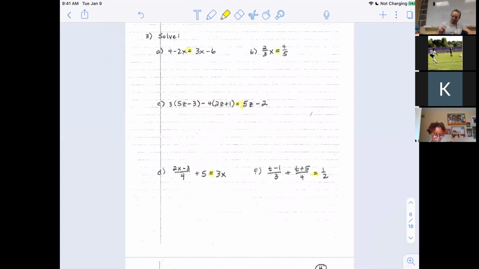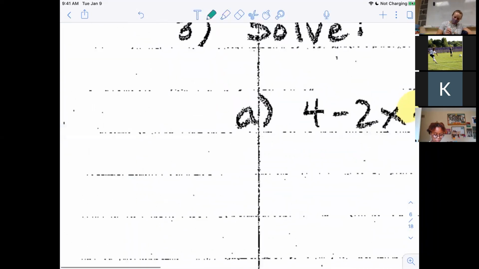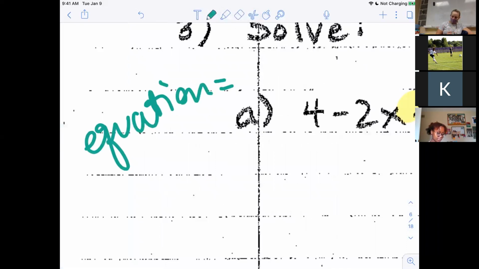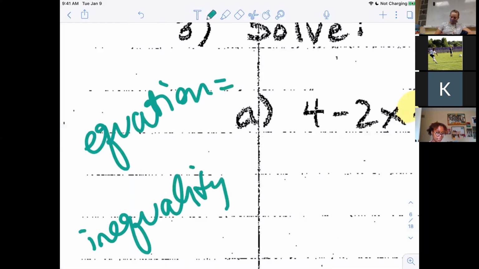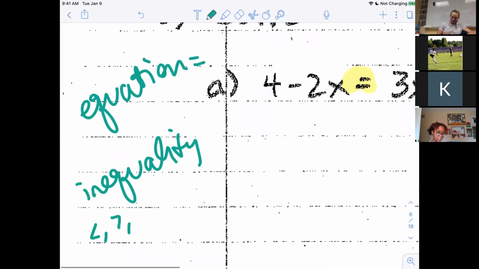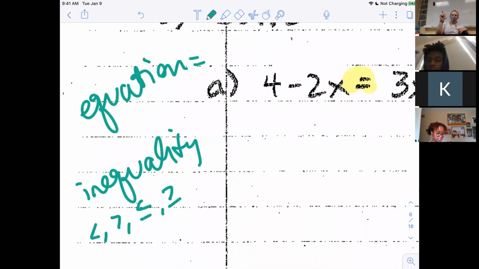I'm going to write it off to the side just so I don't forget. So equation means equal sign. Inequality means any of the inequality signs. Less than, greater than, less than or equal to, greater than or equal to. Now, how many solutions can you get in an equation? One. One solution. That's it.